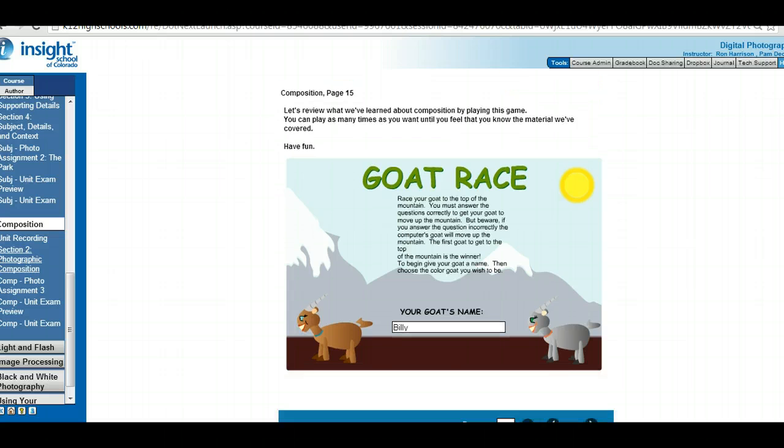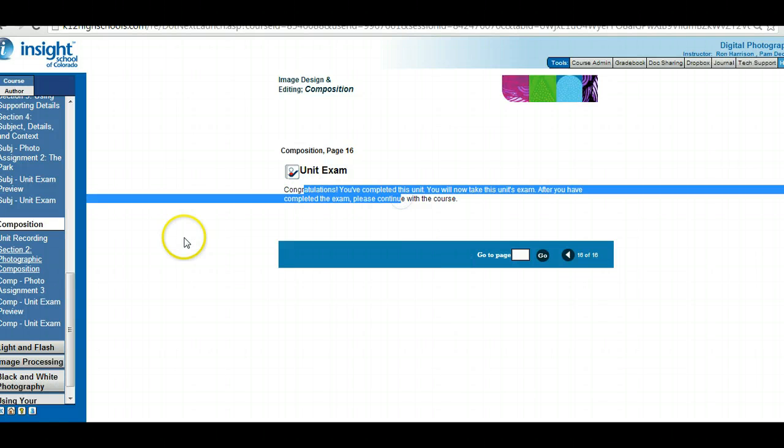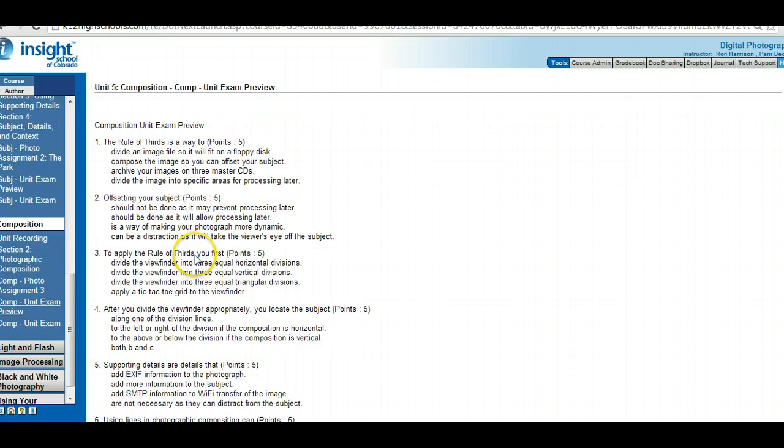So here's a little activity that they put in sometimes. So go through this, see if you can answer the questions. And then you have the unit exam. So this is just one quick overview and then the unit exam. Of course, the exam preview is right here for you.